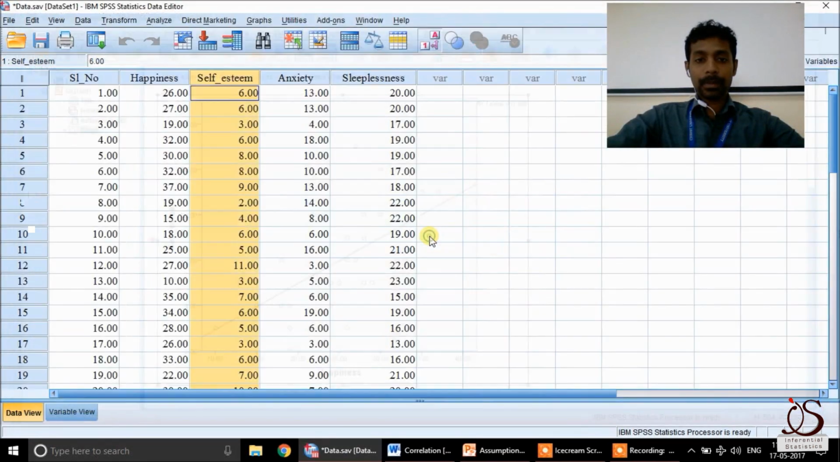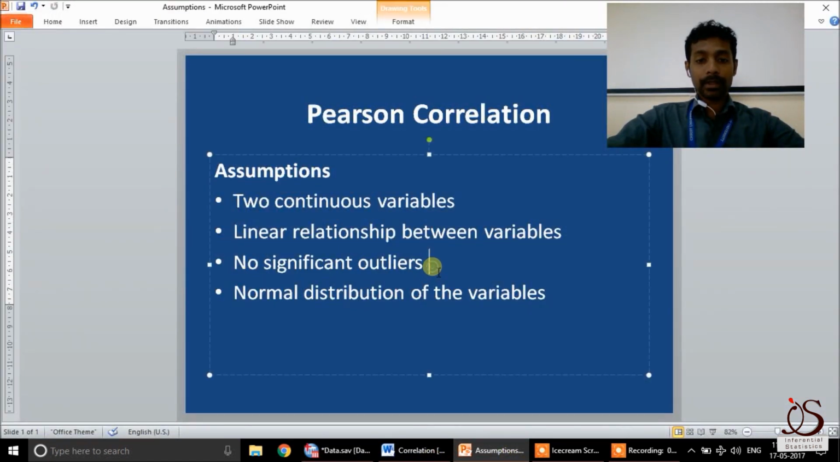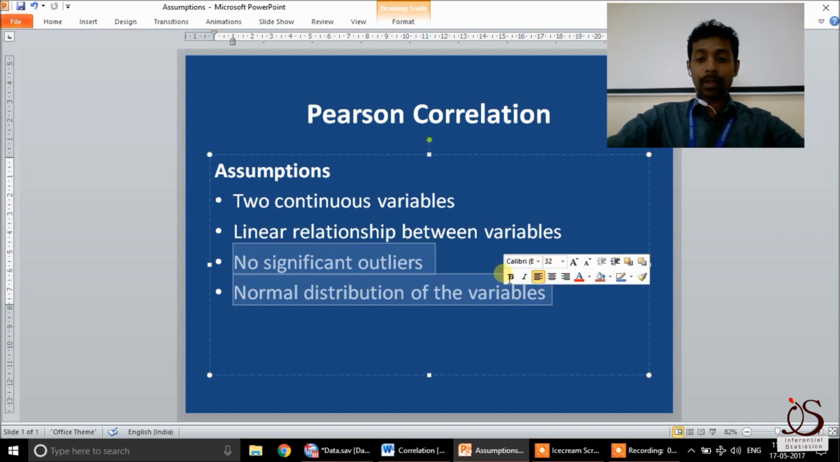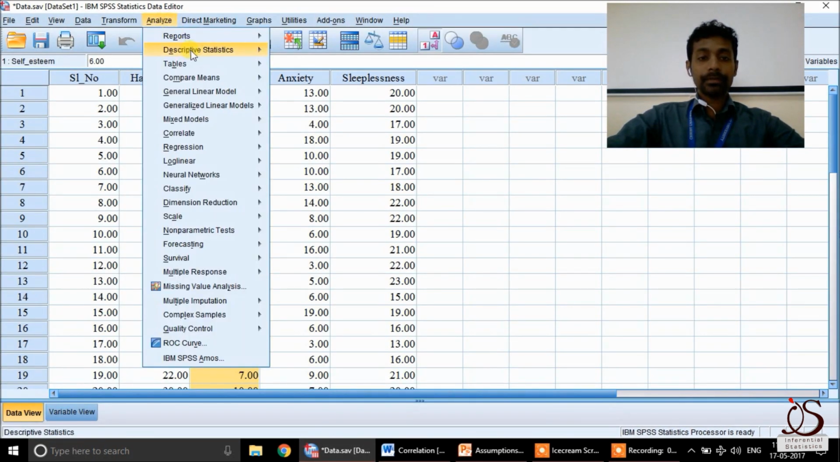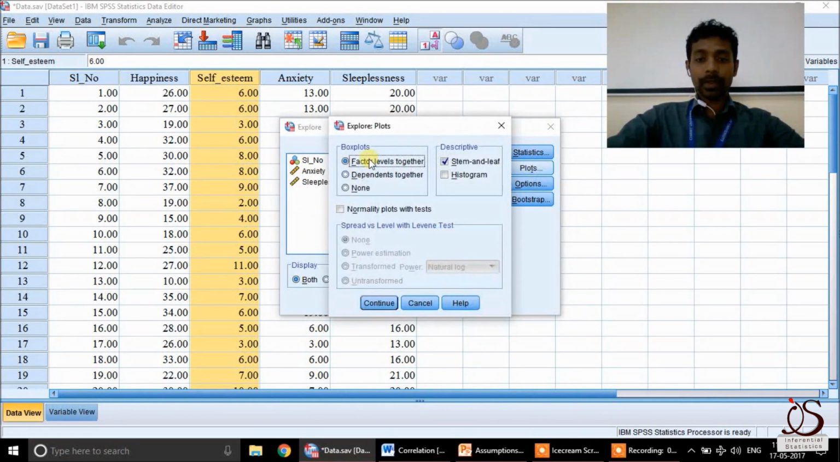Now, going back to the next assumption. The next assumption is that there are no significant outliers, and the last assumption is normal distribution of the variables. We can test these two assumptions together. So let us go to the data once again. Go to analyze. We'll find explore in the descriptive statistics. Go to explore. Take the variables happiness and self-esteem to the dependent list. Now go to plots. You will find factor levels together, box plots, to check the extreme values. Check the normality plot with tests, and not very important. I'm just unchecking this. Continue.